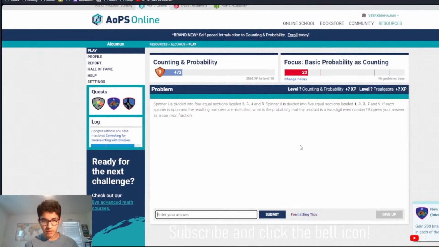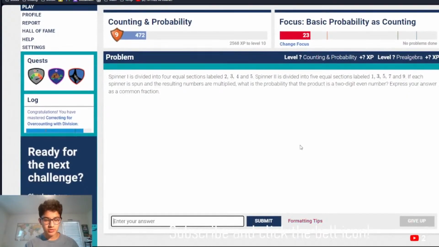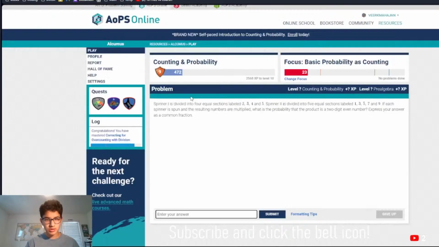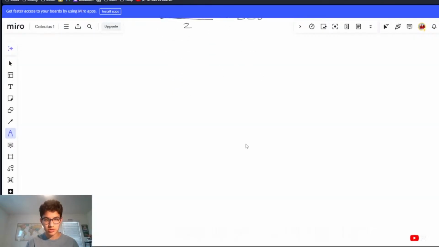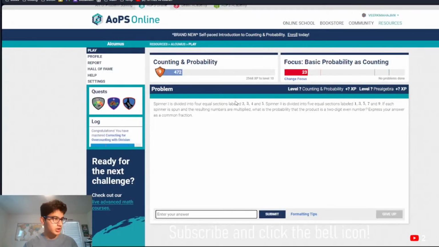Basic probability as counting. Okay, spinner 1 is divided into 4 equal sections, labeled 2, 3, 4, and 5. Spinner 2 is divided into 5 equal sections, labeled 1, 3, 5, 7, 9. What is the probability that the product is a 2-digit even number? Okay, so when you multiply them, how many possible combinations of spins can you have for spinner 1 and 2? So that's in total, how many ways are there? There are going to be 20 ways in total. Okay, so there are 20 ways in total, and they're all equally likely.